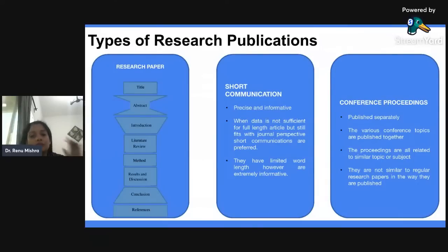Then comes conference proceedings. Conference proceedings are basically the proceedings published after the conference is done. Whatever happened in the conference, the major themes of the conference, or the abstracts presented in the conference, are published in the conference proceedings. Okay, they are not research papers, so do not confuse conference proceedings with research papers.